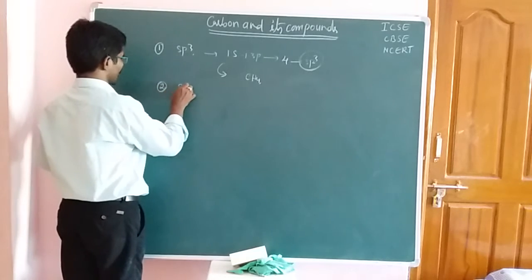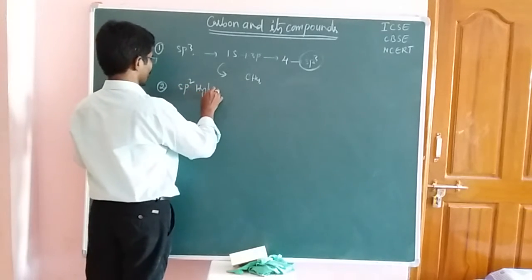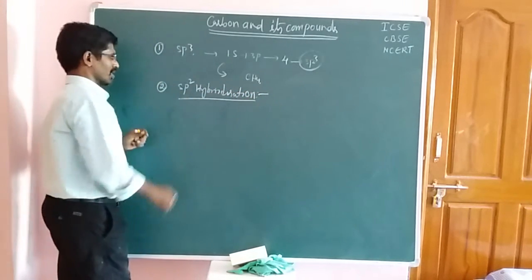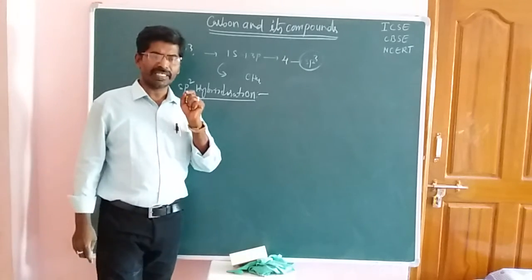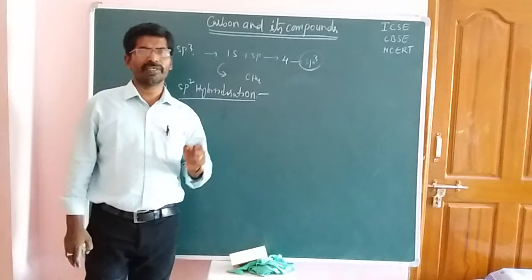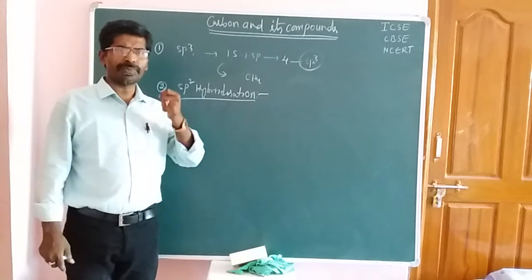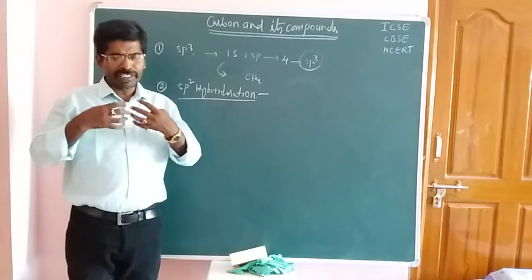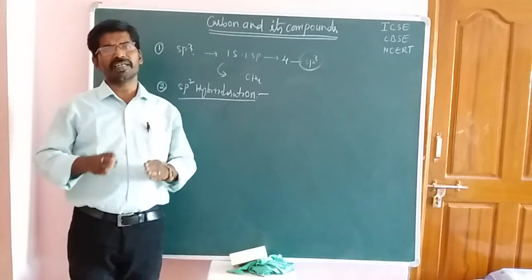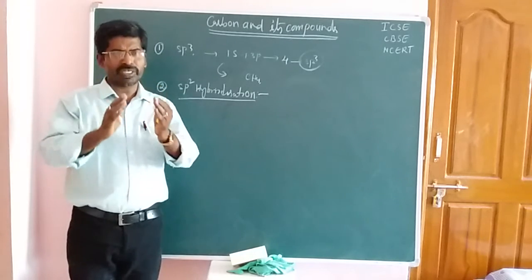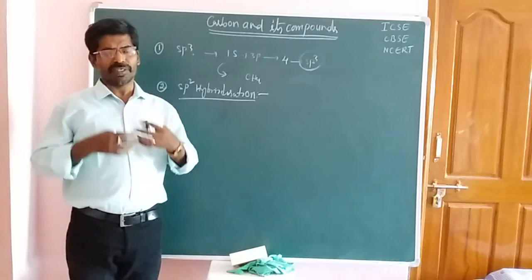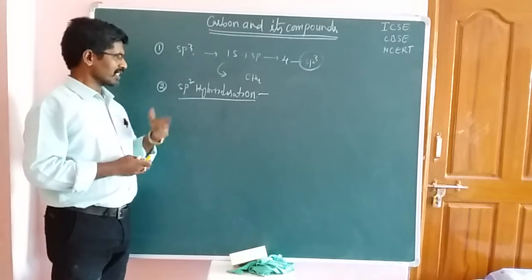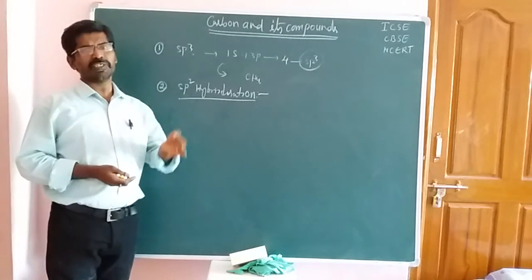Now the second type is sp2 hybridization. In sp2 hybridization, intermixing of one s orbital with two p orbitals gives rise to a new set of equal number of hybridized orbitals. These produced orbitals have equal energy, and the shape is also equal. This is the second type, known as sp2 hybridization.